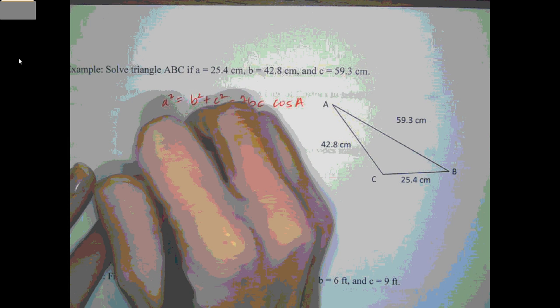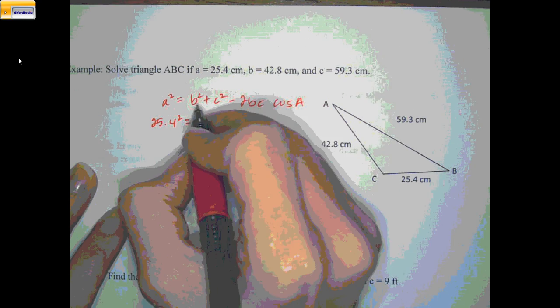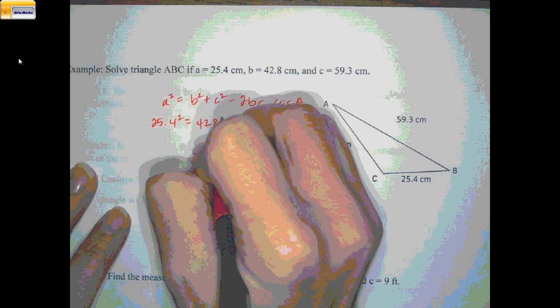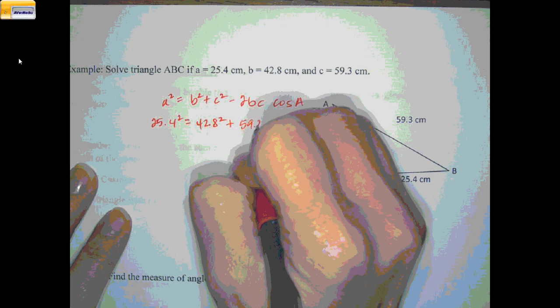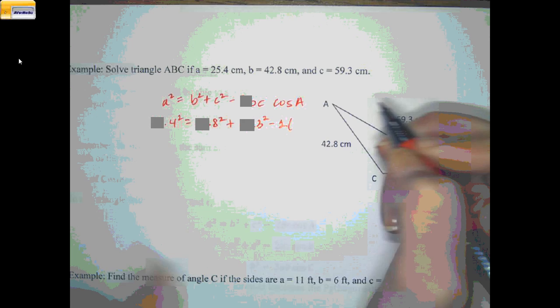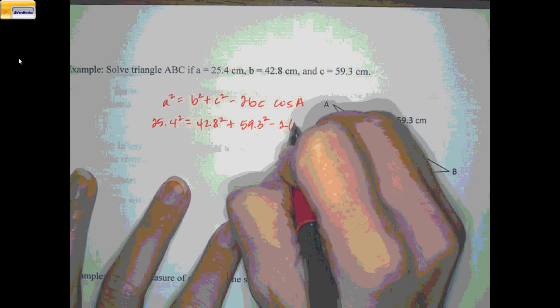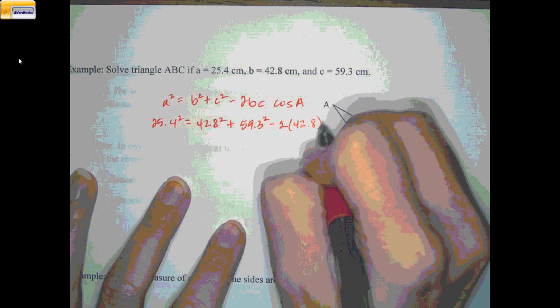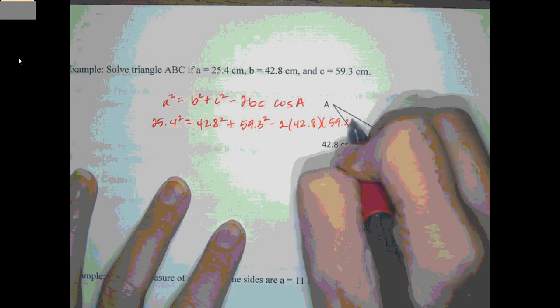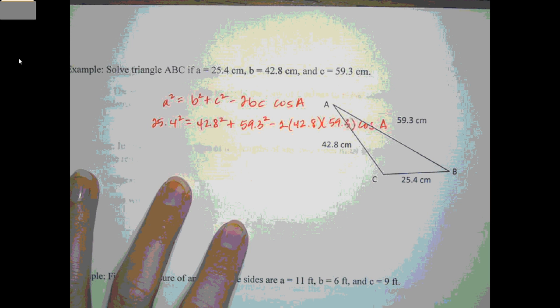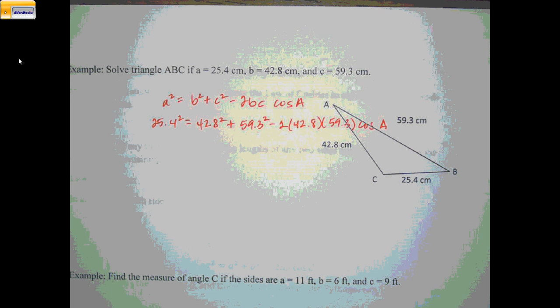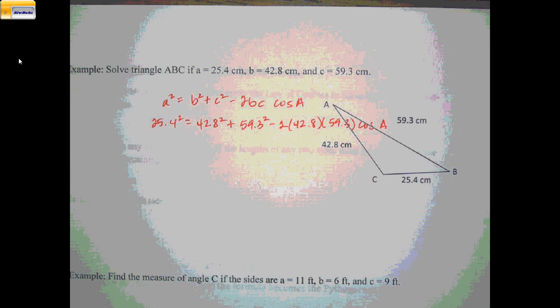A squared, so that's 25.4 squared, equals B squared, so that would be 42.8 squared, plus C squared, which is 59.3 squared, minus 2 times, both of those multiplied together, so 42.8 and 59.3 times cosine of, I don't know, A. So I'm just going to write the letter A. And now it's just a matter of, can you do 8th grade math and unravel everything?